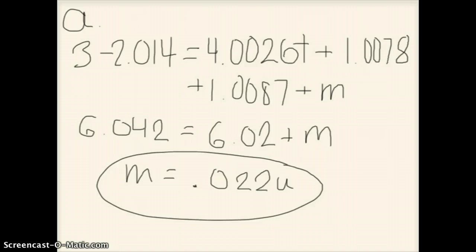So what we did is we said mass before equals mass after plus mass defect m. So using the given mass values of each subatomic particle, we calculated the mass defect to be 0.022 mass units.